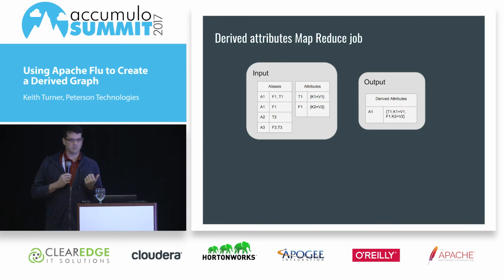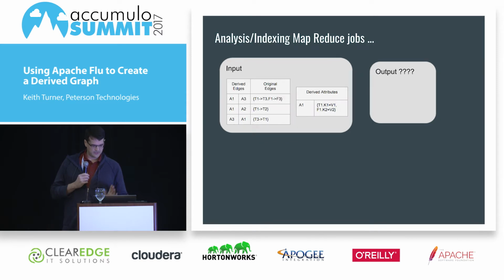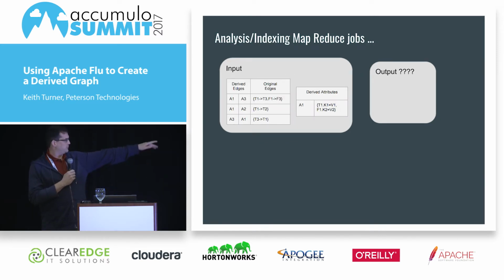And the final MapReduce job is to combine the attribute data and the alias data, to join those two things and get the attributes associated with the alias nodes. And then once you've done all that, you've materialized the attributes for the alias attribute combination. You've materialized the edges for the raw graph. And now you can actually do further MapReduce jobs to actually do something with the derived graph, because all you've done so far is materialize it.